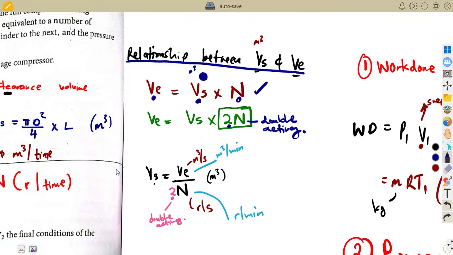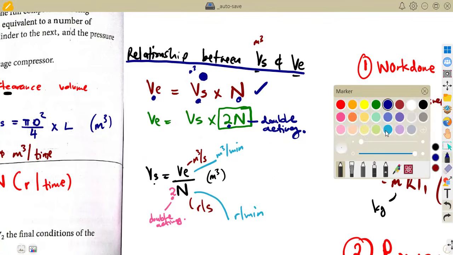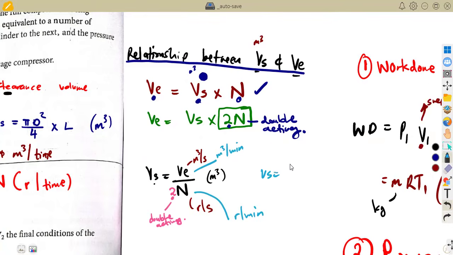Take note, only by what? The speed. So that means if VE is equal to VS times N, as we want VS, because we're given VE, so VS is VE over N. Remember, I said the 2 there is when it is a double acting. Ours there is a single acting. So we are just going to take our VS as usual. That's VE over N.